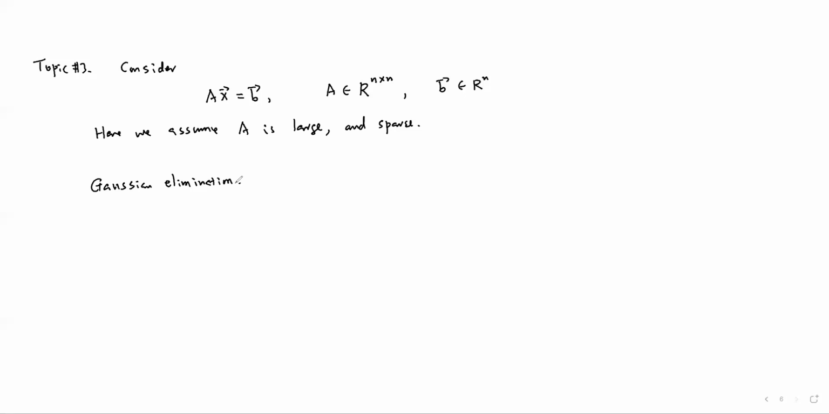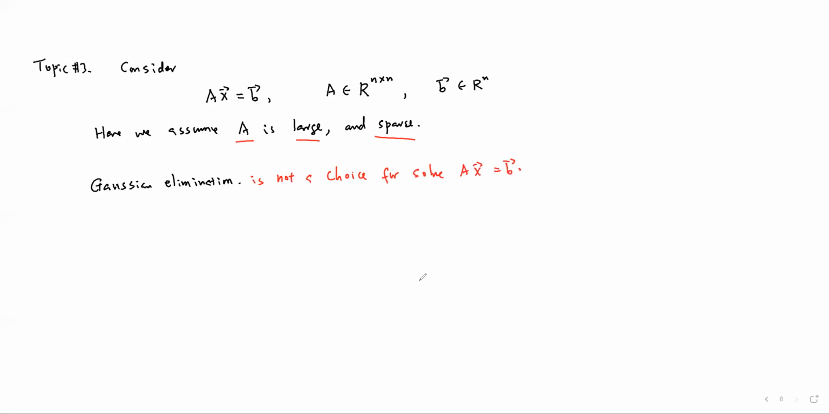The first method, okay, is Gaussian elimination. But in practice, when the coefficient matrix is large and sparse, Gaussian elimination is not a choice for solving the linear system. Why is Gaussian elimination not a choice?